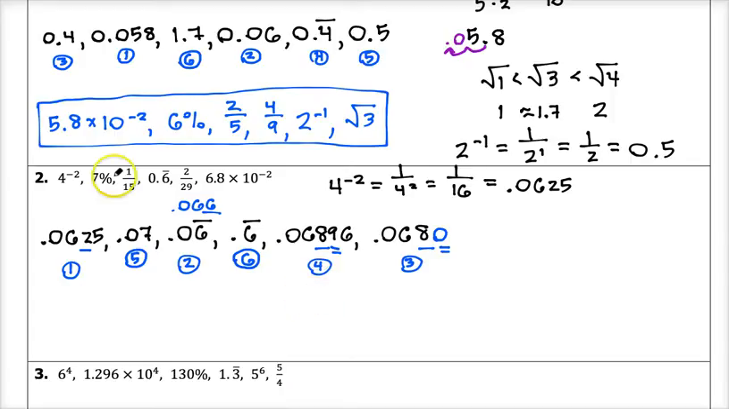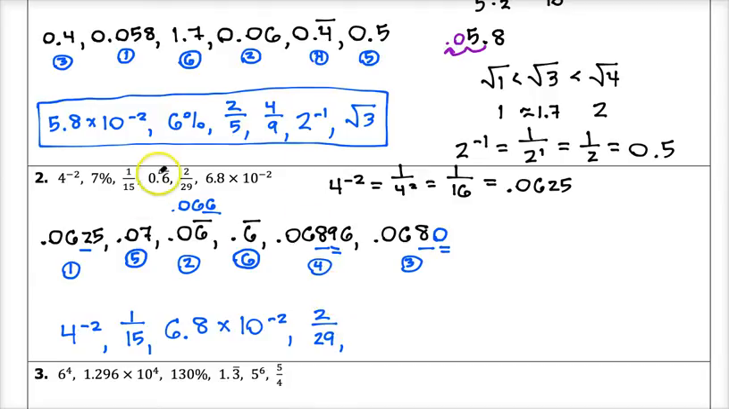So in order from least to greatest, our smallest number, 0.0625, was 4 to the negative second power. Our next number was the 0.06 repeating, which was 1/15. Next, we had 0.068, which was 6.8 times 10 to the negative second power. Next, we had the 0.06896, which was the fraction 2/29. Fifth, we had 0.07, which was the 7%. And finally, our largest number was the 0.6 repeating, which was already given to us in decimal format.